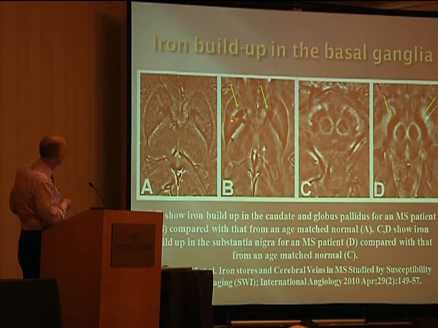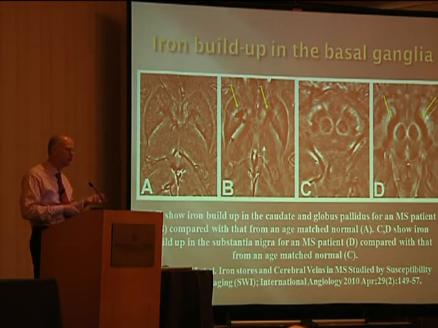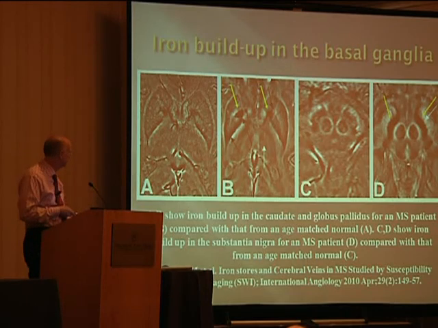So here's an example of iron buildup that takes place. Here's a normal, age-matched person, and an MS case, and you can see iron buildup here in the globus pallidus. There's again a normal person and iron buildup in the substantia nigra. This is quite varied. We don't just find iron buildup in one place in the MS population.